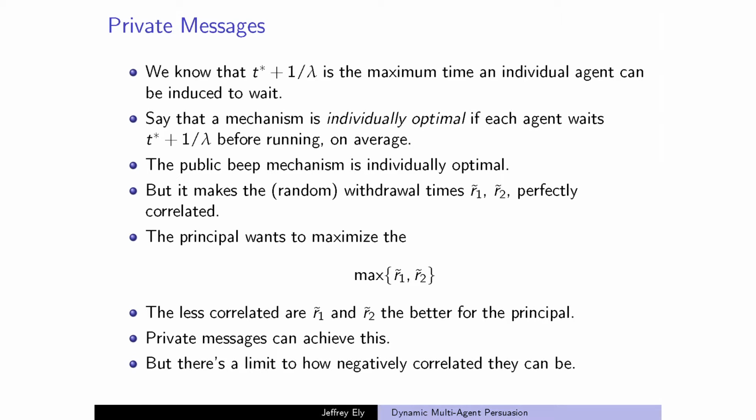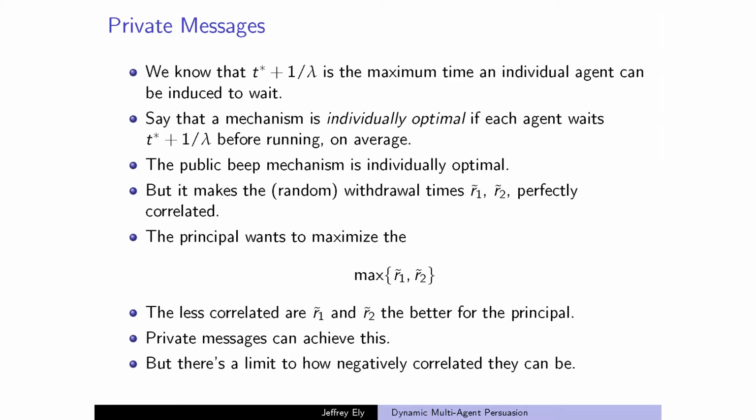So in particular, the public beep mechanism is one example of an individually optimal mechanism. Let's talk about the random times at which agent 1 and agent 2 withdraw under some mechanism. Under whatever the mechanism is, there's some random time at which it induces agent 1 to withdraw and agent 2 to withdraw. Let's denote them by R tilde 1 and R tilde 2. If the principal is concerned about a bank run, that is the date at which both agents have withdrawn, then he's interested in this. He wants to maximize the date at which the second guy withdraws.